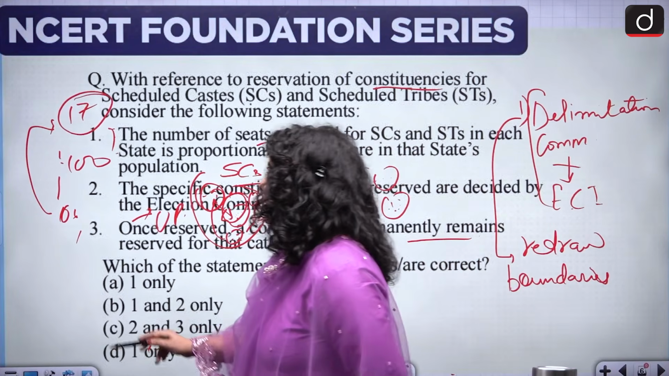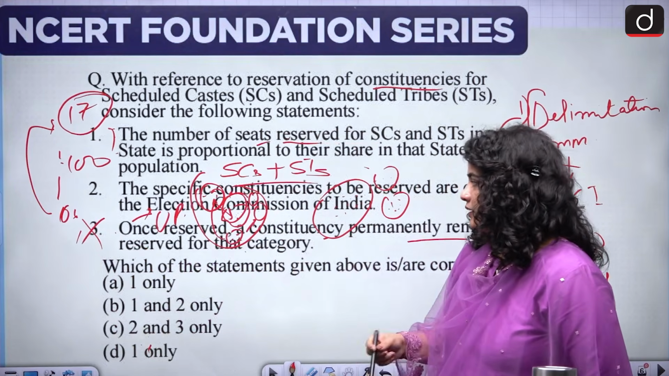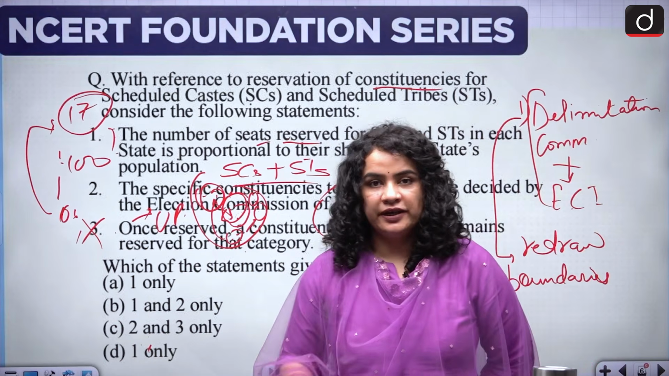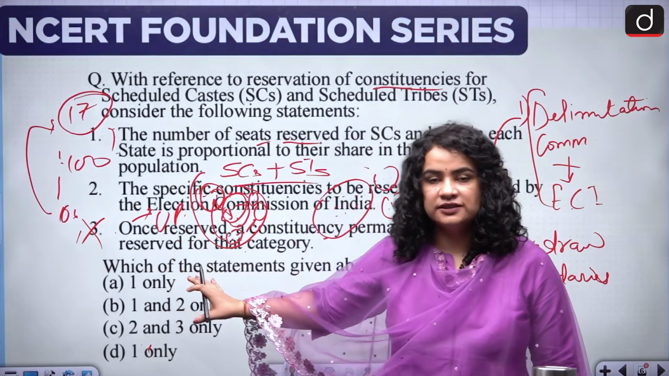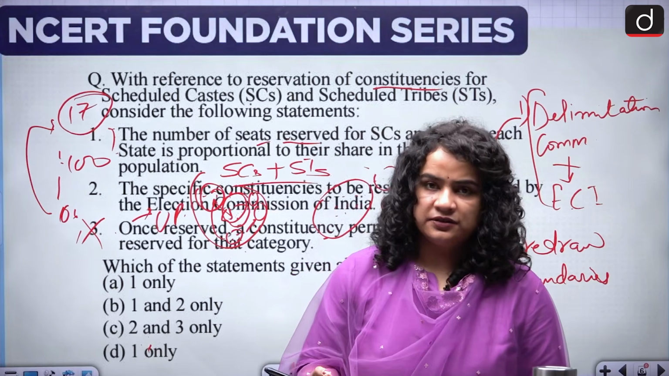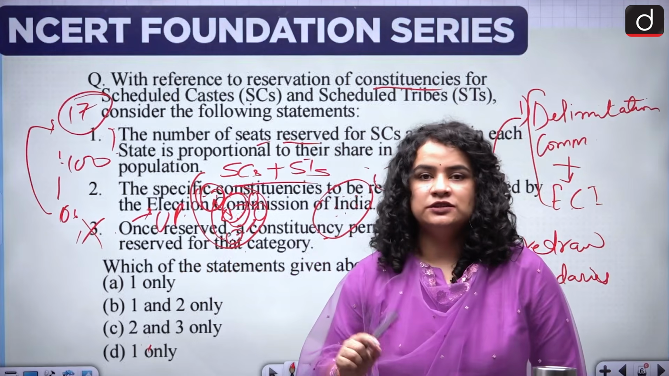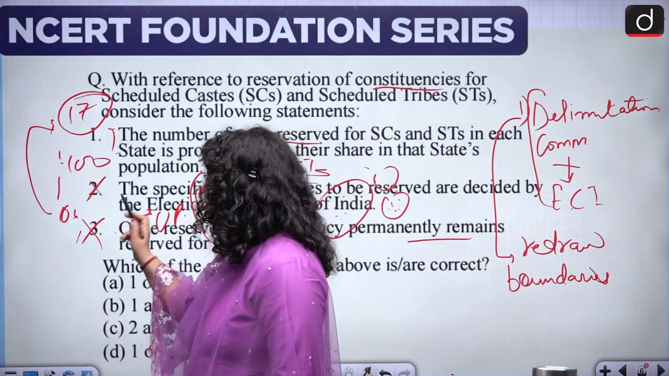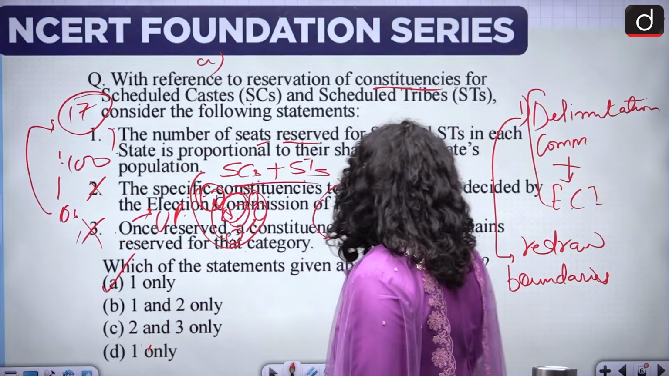No, this is in fact incorrect. Because the population of the SCs in particular is evenly spread throughout the country, there is a dispersion of reserved constituencies throughout the state, and there might be a rotation of those reserved constituencies the next time the exercise of delimitation takes place. Alright, so we will eliminate statements 2 and 3 here, and therefore arrive at the correct answer, which is option A, 1 only.